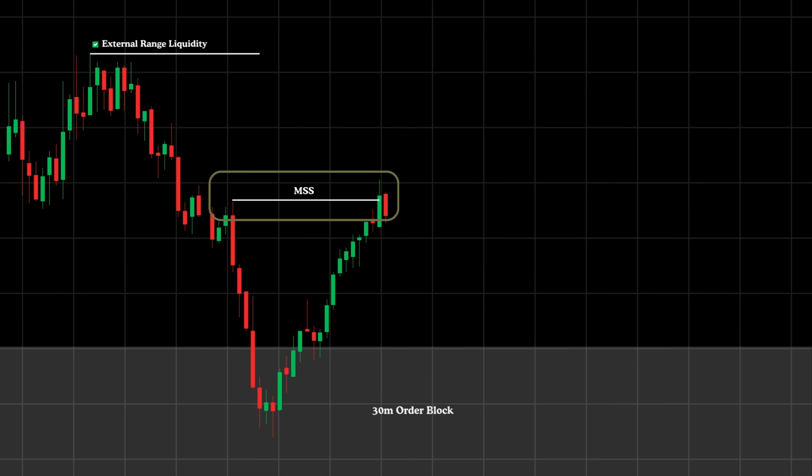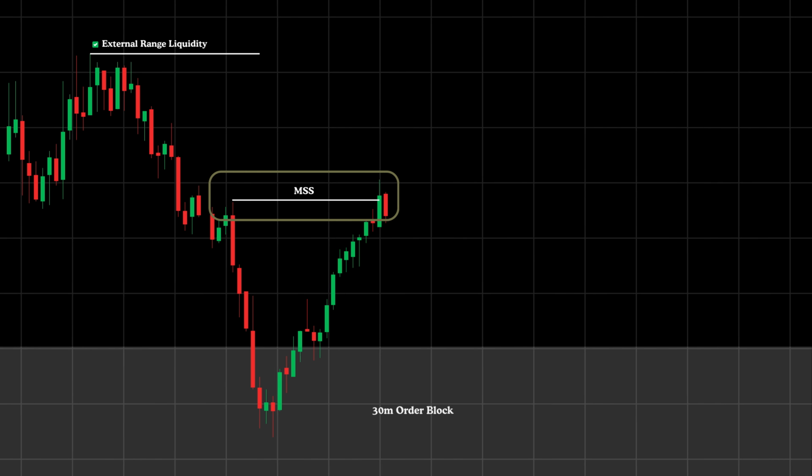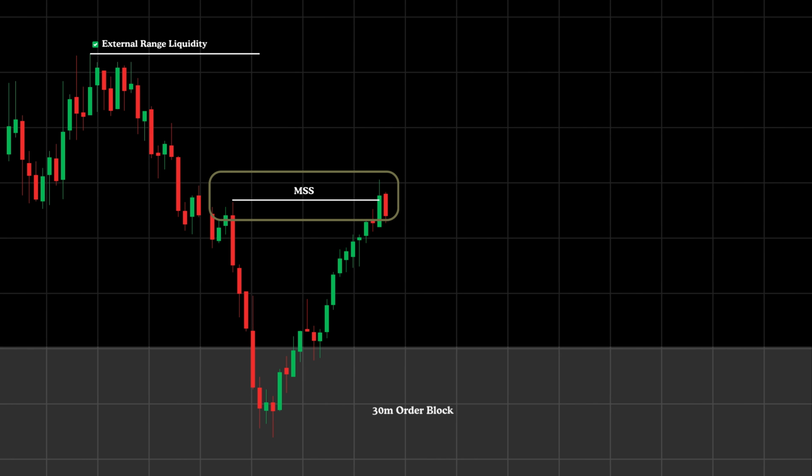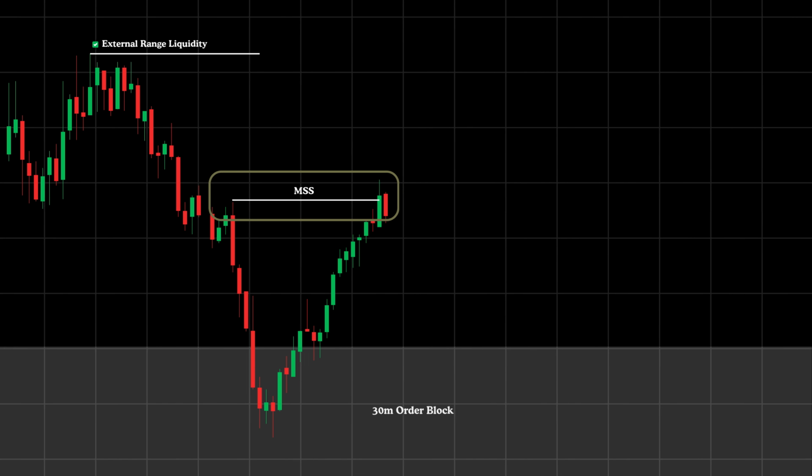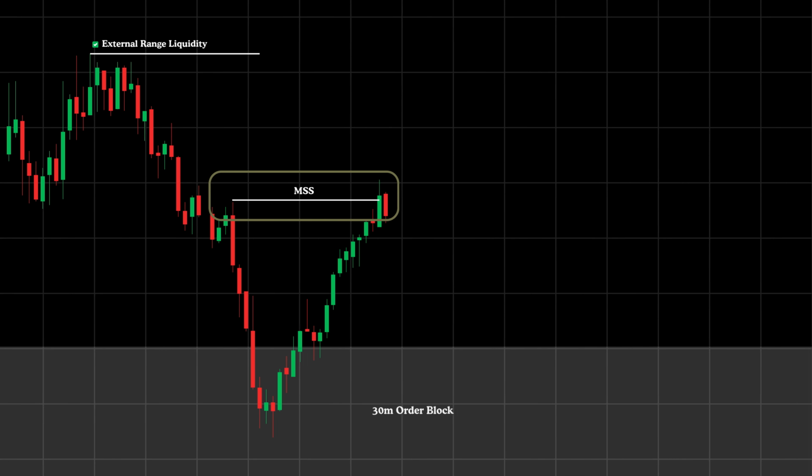On the 5-minute chart, after tapping the higher time frame order block, price shifted and formed a bullish market structure break by closing above this local structure. This confirms that selling pressure is weakening and buyers are stepping back in. Once the bullish market structure shift is established on the 5-minute chart, we anticipate price to climb higher.